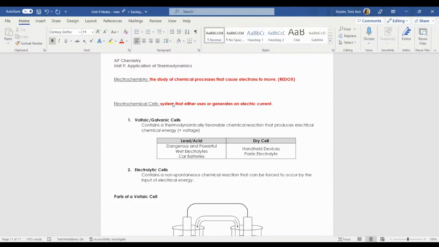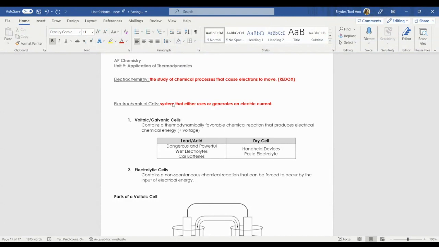So a lot of redox processes will either produce an electric current or they will use electric current. A lot of things will be thermodynamically favorable, and in that case, they will generate an electric current on their own. Or we have reactions that are not thermodynamically favorable, and we can force them to occur by applying electricity to a system. And we can name both of those two types.